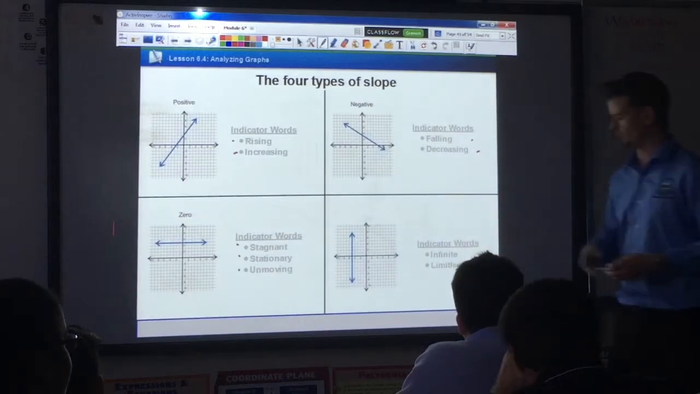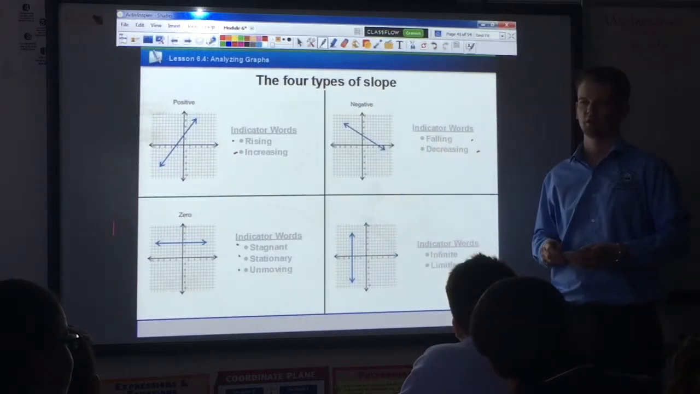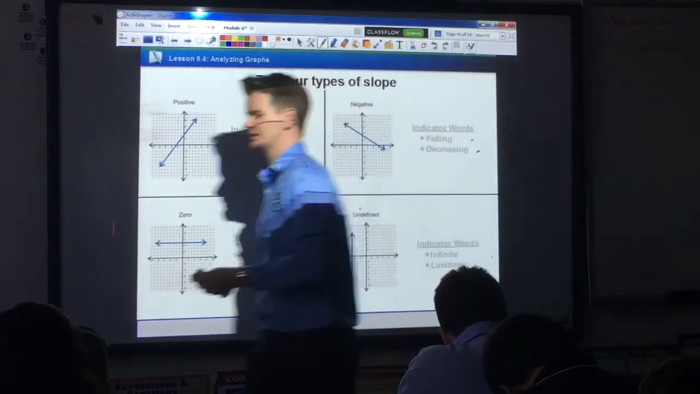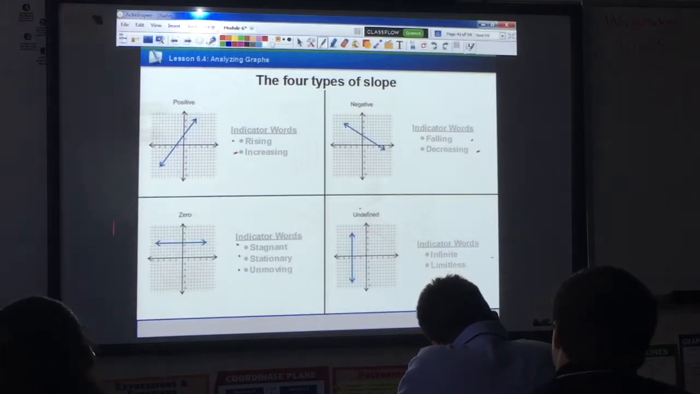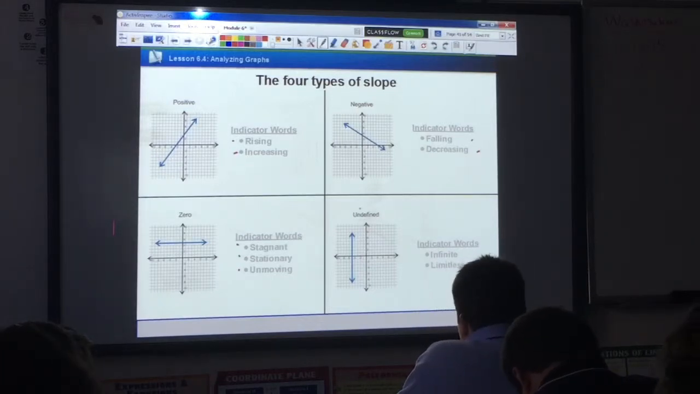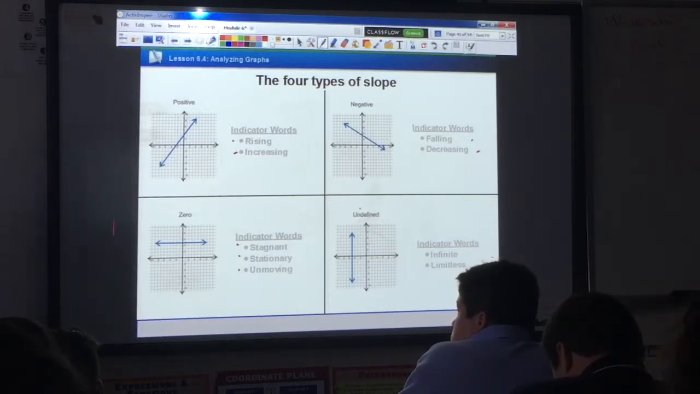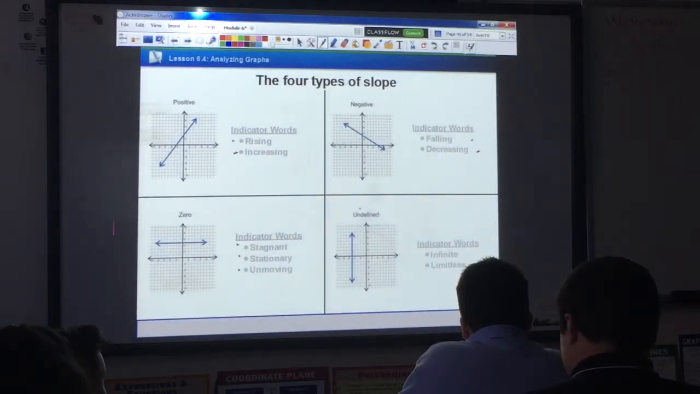Last one here, indicator words like infinite, limitless, something like that. What type of slope is the vertical line? Undefined. That is undefined. So those are the 4 types of slope, and that's going to make up the basics of what we're doing today. For the most part, we'll be working with the first 3: zero slope, negative slope, and positive slope. Very rarely will you see something that's undefined, because once again, we are talking about real-world scenarios and real-world situations.